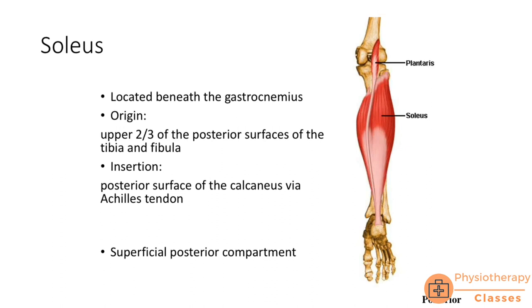It is located beneath the gastrocnemius muscle, and the origin of this muscle is from the upper two-thirds of the posterior surface of the tibia and fibula. So this is not coming from the femur, it is coming from the tibia and fibula, therefore it won't have any action on the knee joint. This muscle gets inserted along with gastrocnemius through the Achilles tendon on the posterior surface of the calcaneus. The action of this muscle is same as gastrocnemius for ankle joint, that is plantar flexion, but it won't have any action on the knee joint.